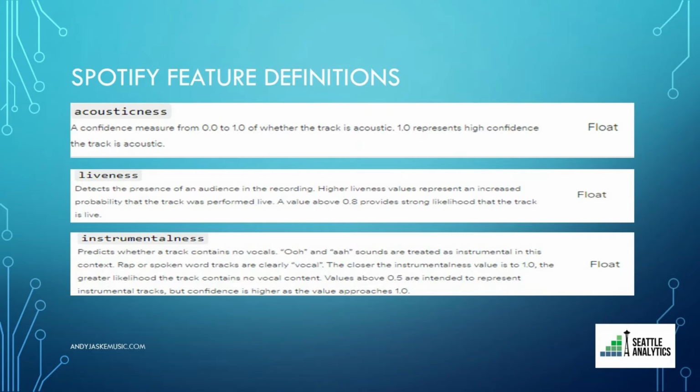Let's look at the Spotify definitions for each of these. Acousticness tells us how acoustic the sounds and the instruments are in the track. For example, I have a song called Forevermore, which is mostly acoustic guitar, vocals, and snaps, and it gets an acousticness value of 0.865. That's very high, and it seems about right. Liveness is simply trying to measure whether or not it is a live performance. Instrumentalness is just that. Is the song an instrumental, or does it have vocals?